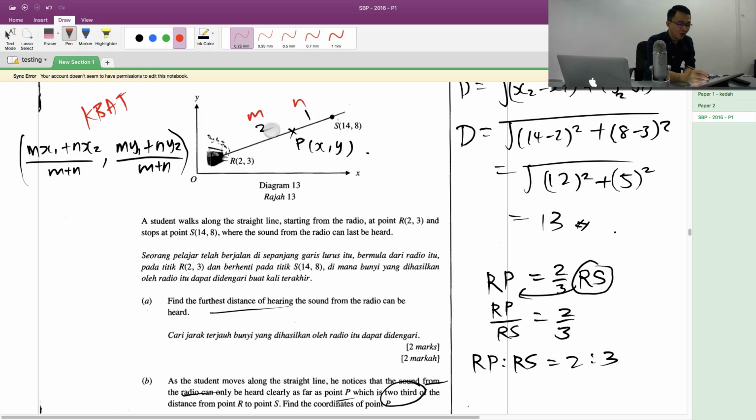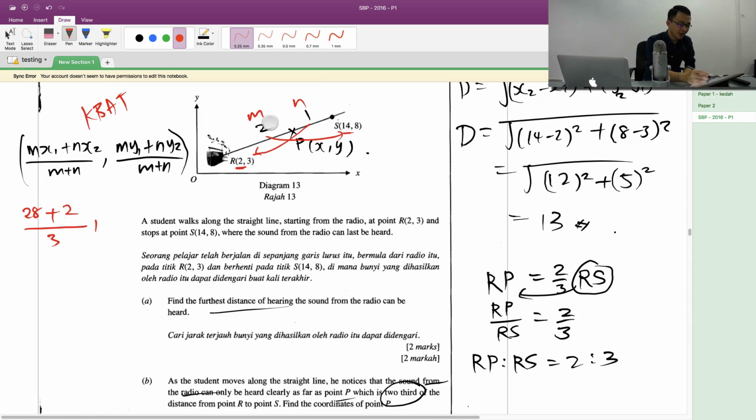And then the ratio always needs to multiply the further value. 2 has to multiply the further x, and 1 has to multiply the nearer x. In this case, you cannot use the 1 to multiply the further one, which is wrong. So what I will do is use 2 to multiply 14, I get 28, plus I use 1 to multiply 2, is just 2, over 1 plus 2, which is 3.